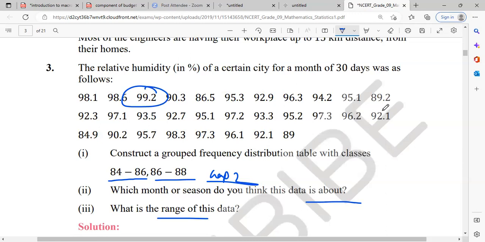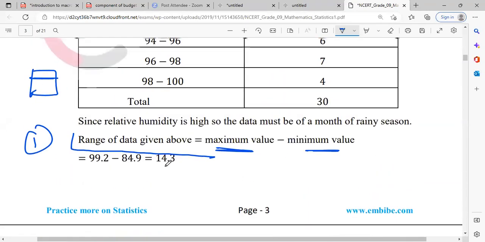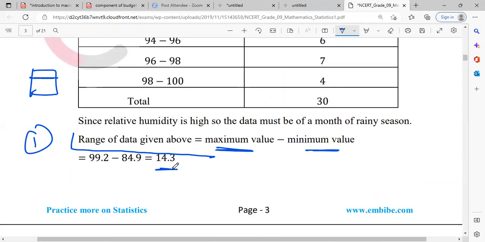I think it was 84.9, right? Yeah, this one. So you will subtract these two, 99.2 and 84.9. When you subtract this, you will get 14.3. Clear? So for the range, you will first write the formula, then write this, and then we'll start with the next question. I hope you are getting it, right?